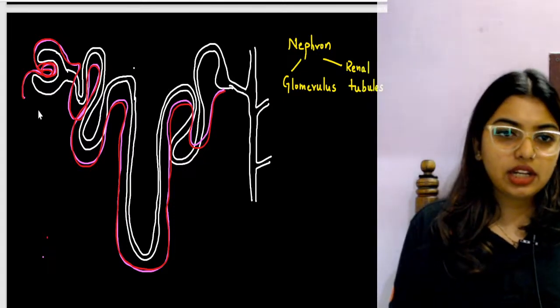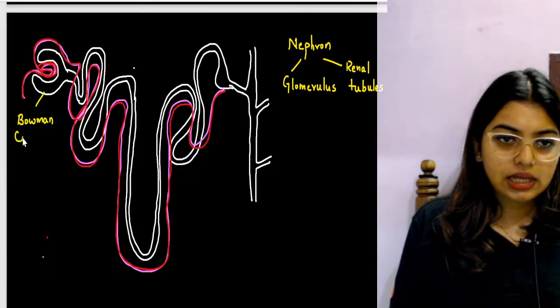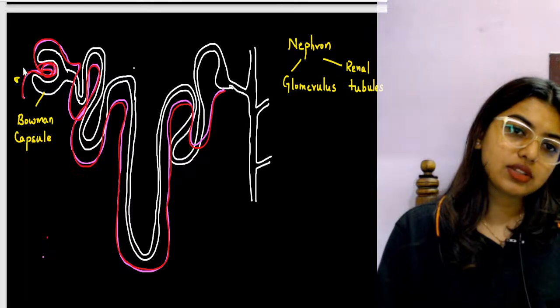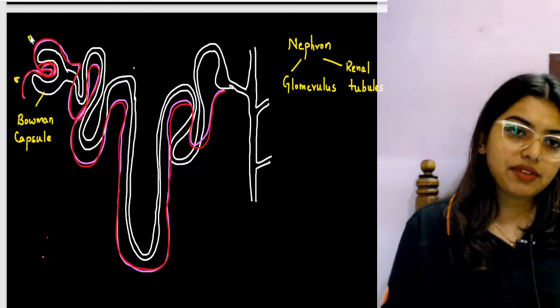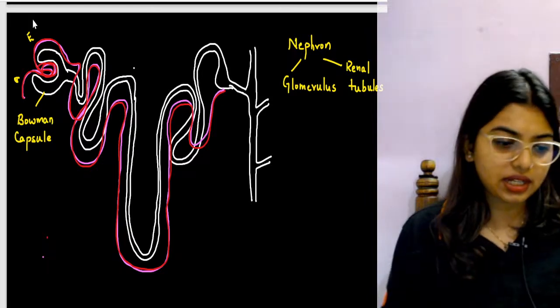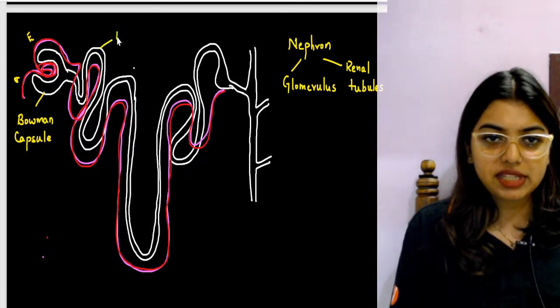Okay, now renal tubules, students. This is going to be your Bowman's capsule. Bowman's capsule is a cup-shaped structure that is holding the glomerulus. This portion is going to be your efferent arteriole. One is going to bring the blood to the kidney and one is going to take the blood away from the kidney. Now this portion is going to be the PCT.